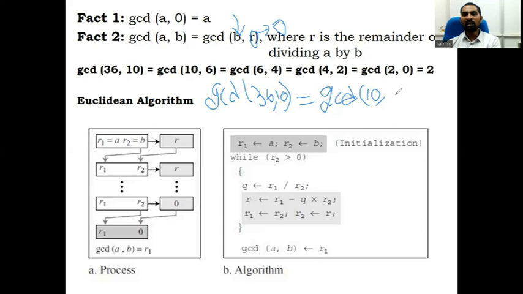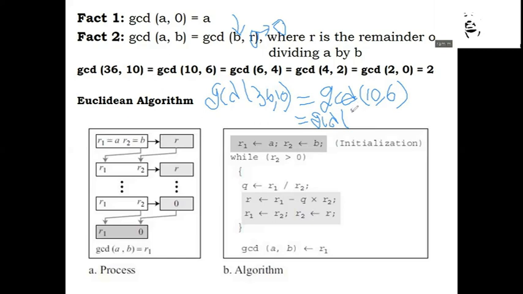Now we should write the R value. R is the remainder that we get when this value is divided by 10. When 36 is divided by 10, the remainder we get is 6. Now we need to check whether the remainder is 0. No. So we need to continue this process again. We need to repeat this process until the R value becomes 0.